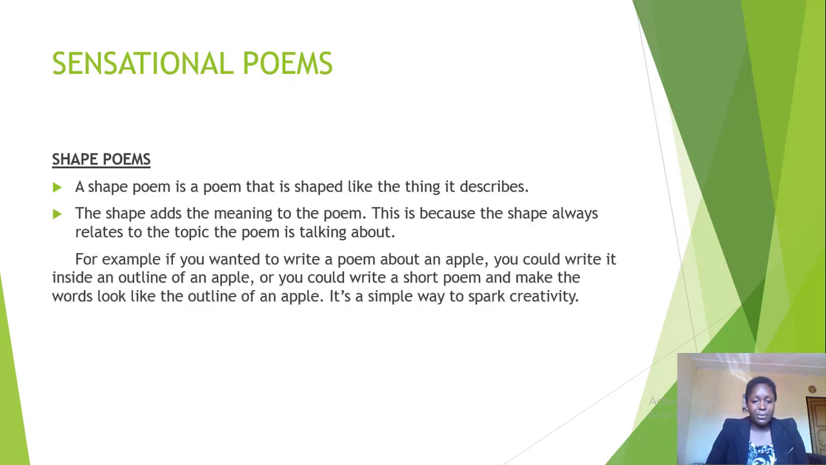Now let us look at an example here. When you decide to write a poem about an apple, you could write it inside an outline of an apple, where you have an apple, and then inside it you write your words. Or you could write a short poem and make the words look like the outline of an apple. In this case, you will have written your poem first, which is a short poem. Then you decide to shape these words to take the shape of what you're talking about. So it means that our words here will take the shape of an apple.